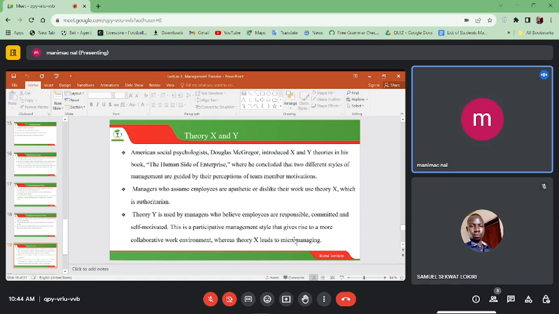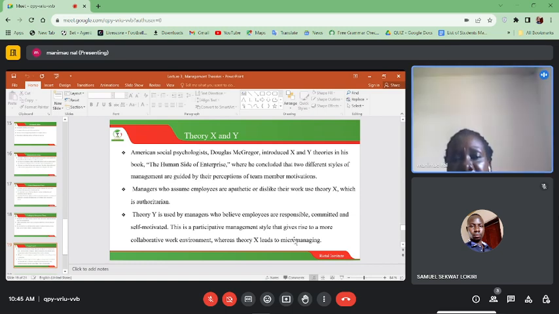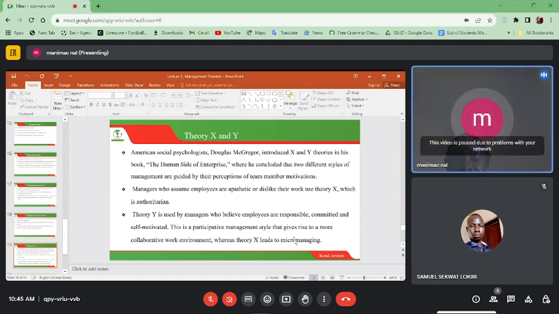So managers using Theory X assume that employees are apathetic or dislike their work, based on the idea that a person might not like the work. With Theory Y, managers believe that employees are responsible and committed, that they shouldn't have to wait to be commanded to perform work because they motivate themselves, they are self-motivated. So in a given working environment, such employees don't wait to be commanded. They simply are self-motivated because they like what they do, unlike the individuals who are in the X category.